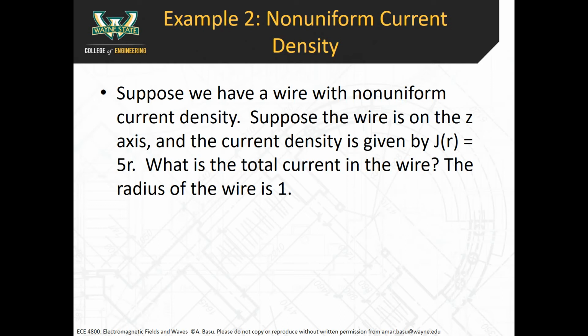So the wire is on the z-axis. The current is flowing along the z-axis. Could be going down. It's flowing up. You can just assume that it's flowing up. In this particular problem, it won't matter which direction it's flowing. If it's flowing down, that means it's negative. That's correct. But you're asked to calculate the total current in the wire. So total current doesn't have a direction. The current density has a direction.